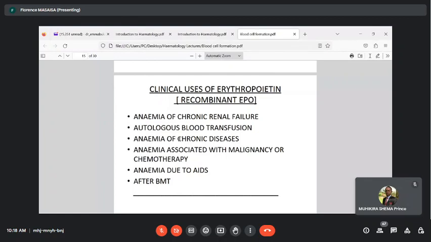Anemia in case of malignancy, or anemia where people are on chemotherapy due to any cancer, anemia due to HIV, AIDS, where there's also cytokine-related decreased erythropoietin production, and so on. You can also use erythropoietin after bone marrow transplantation, where the patient gets the bone marrow from a donor. You want to stimulate the bone marrow to produce again, so you can give the patient erythropoietin.